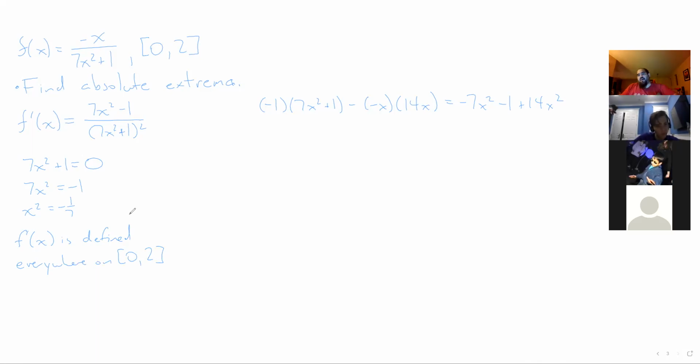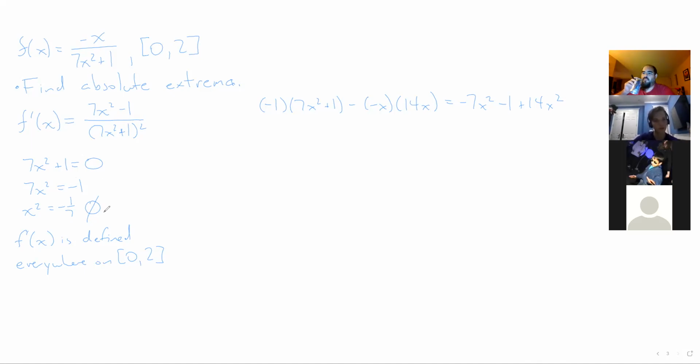Yeah. But there might still be critical points or critical numbers. Well, wait a second. Isn't it undefined for the square root of a negative number? We're not taking square roots though. But weren't we trying to solve for x so we knew which x value had 0 slope? That's why I'm saying this derivative is never undefined, because for the denominator to equal 0, I would need x to be the square root of negative 1/7. Okay, I see what you're saying. So that can't happen.